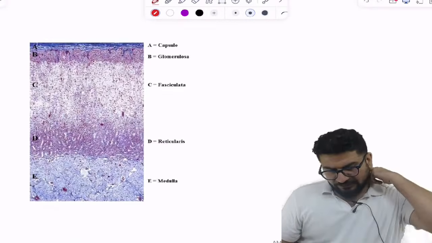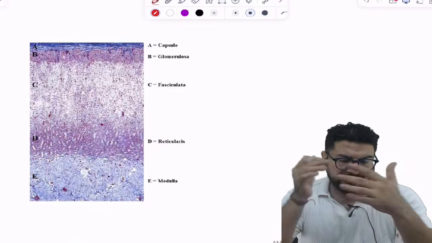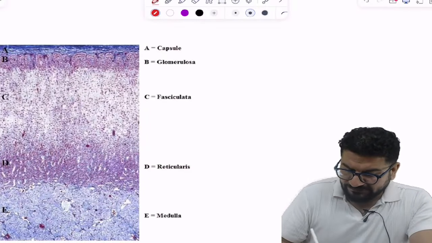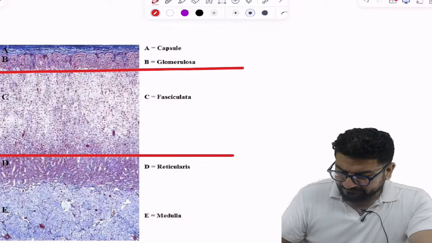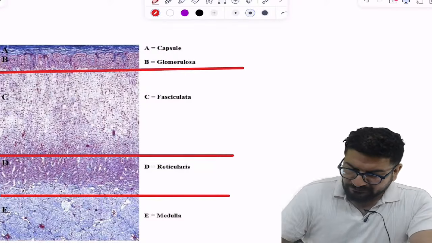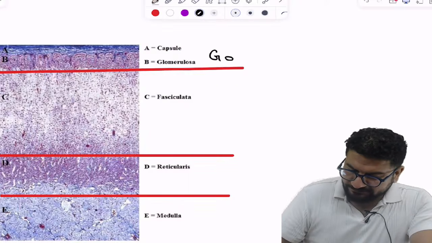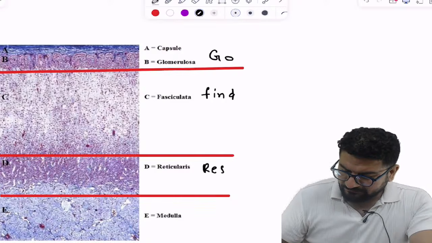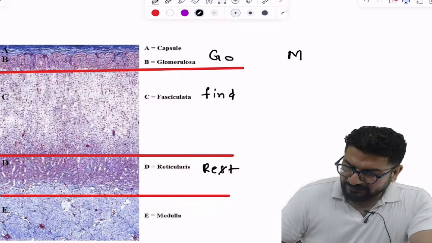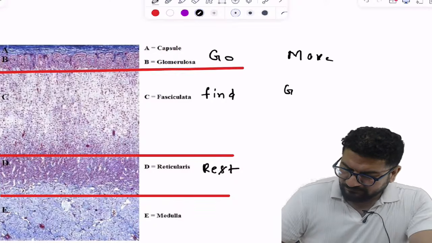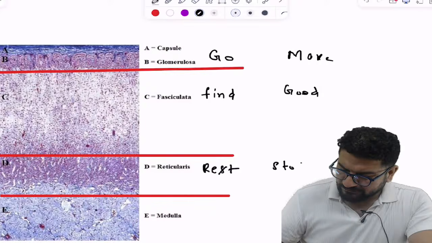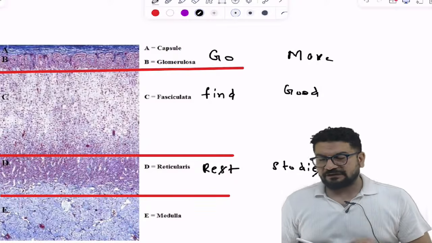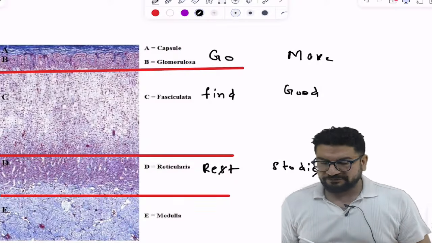Now look at this, they ask you a physiology based question, the physiology question comes from here. So we have different glands, so just remember glomerulosa, fasciculata, reticularis. These are three parts. Go find rest, make good studies. Glomerulosa, fasciculata, reticularis: mineralocorticoid, glucocorticoid, and sex steroid.